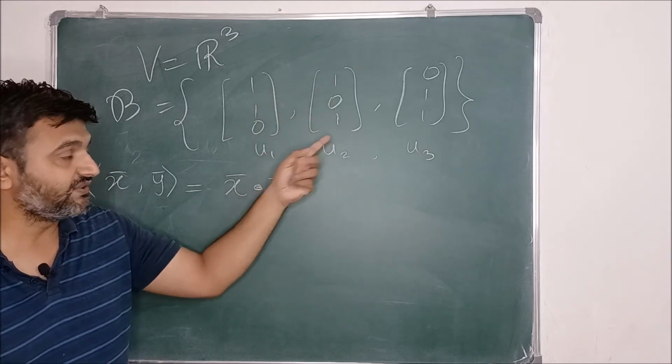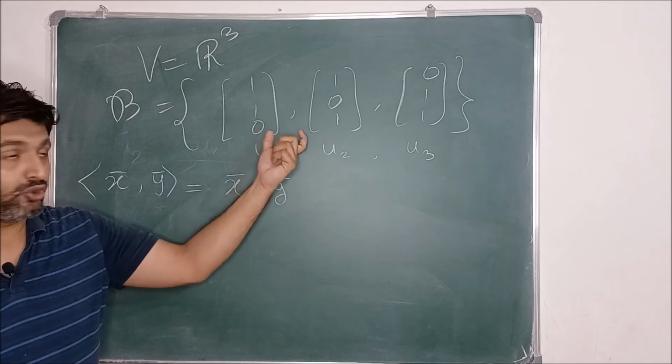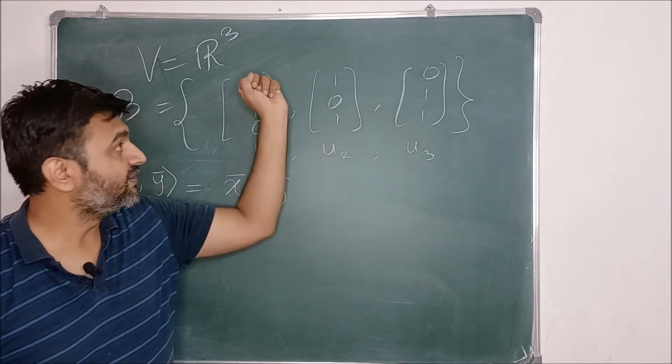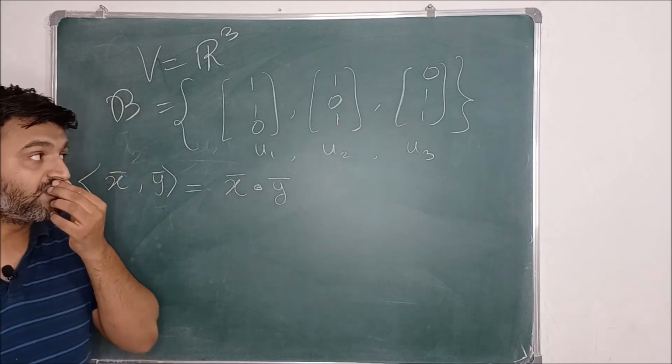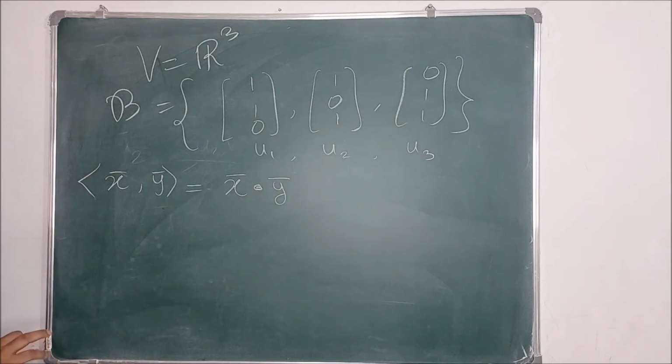1 plus 0 plus 0. The answer is 1, so the dot product is not 0. Therefore, these two are not orthogonal. Similarly, for this two and this two, the dot product is non-zero. Therefore, this is not an orthogonal set. I have to convert this into an orthogonal set.